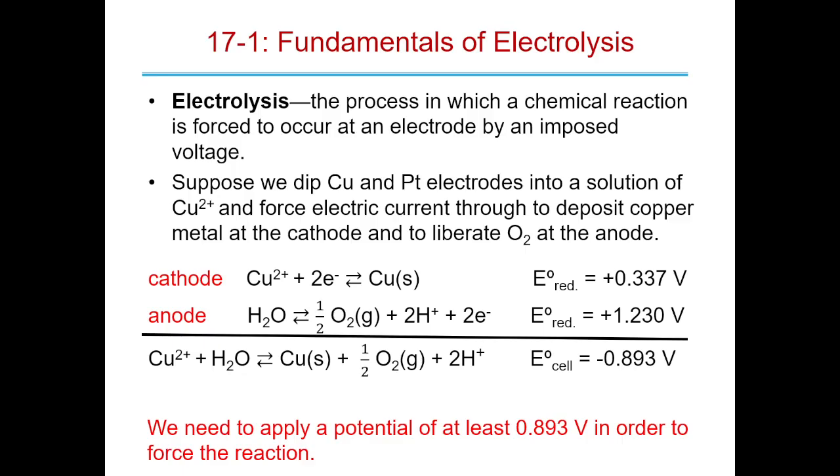Okay? But there's another thing we could do. What if instead of having it just go on its own, we forced voltage across? So we hooked it up to an external power source and forced the voltage the other way. We provided the electricity, right? That makes sense? So what if we applied a voltage with an external power source of 0.893? Well, that means we could produce copper metal, couldn't we? Okay?